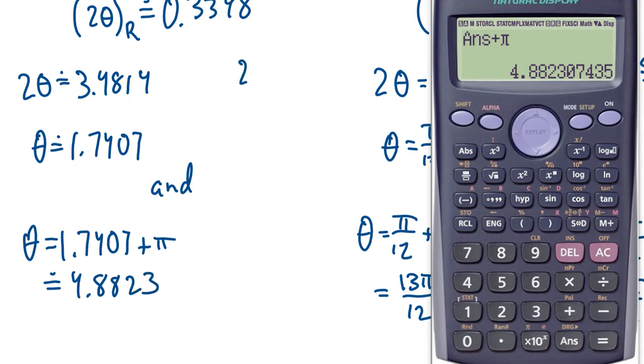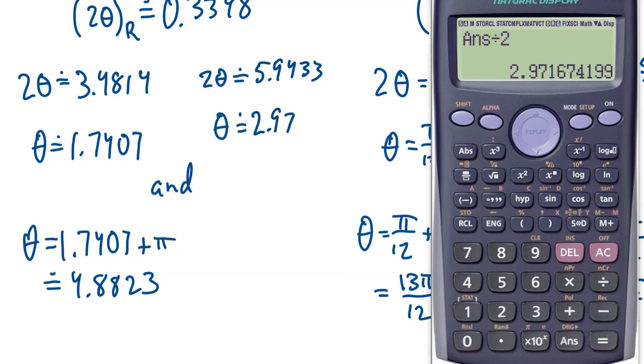.8823, back up to the other side. So this is where now I have to go all the way back up to where I calculated 2 theta related and go to quadrant 4. And I'm going to run out of space here. So now I'm doing 2 pi minus 5.9433, divide by 2. 2.9717, add pi to get our last one, whoops.